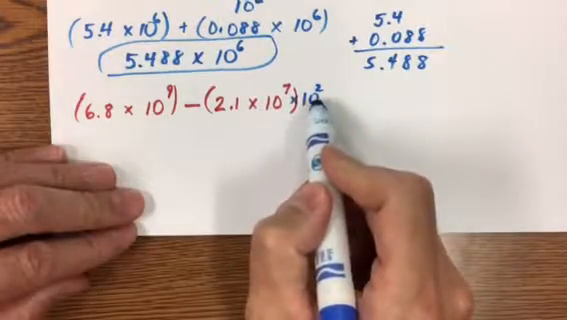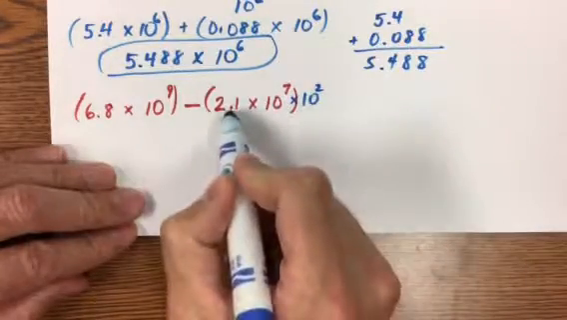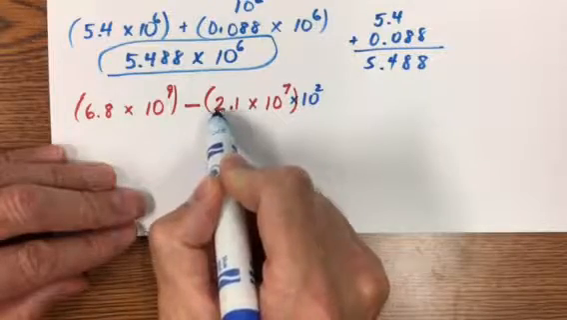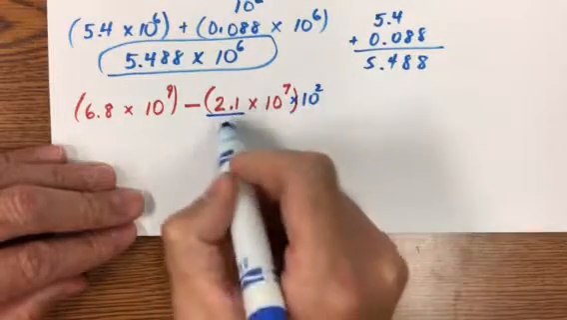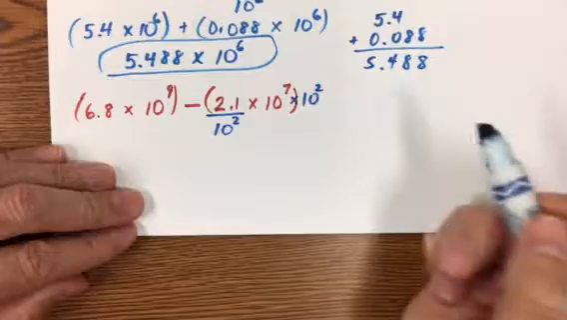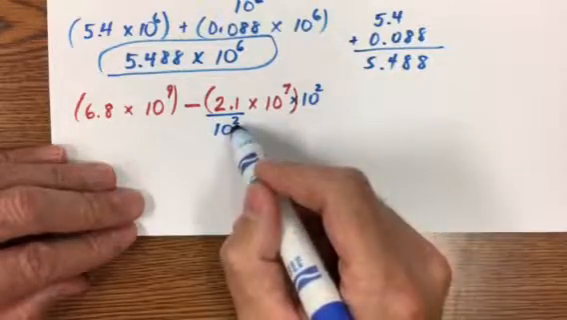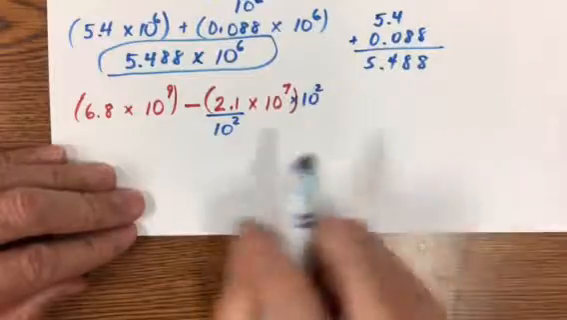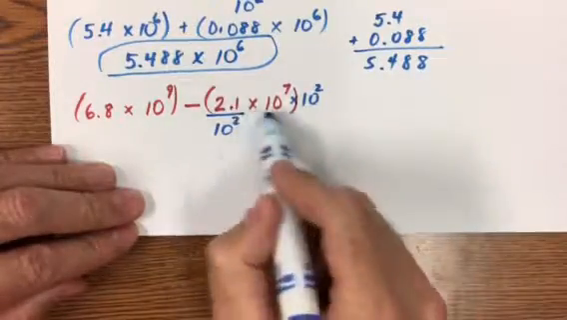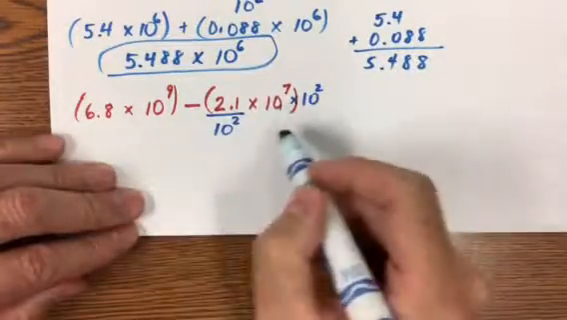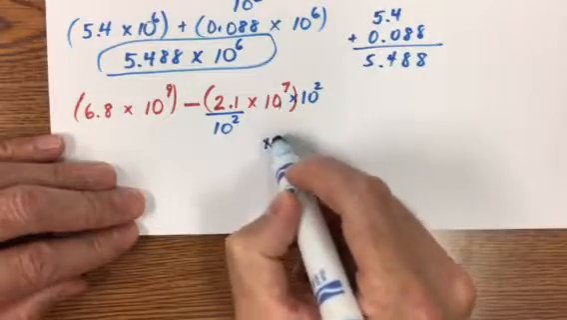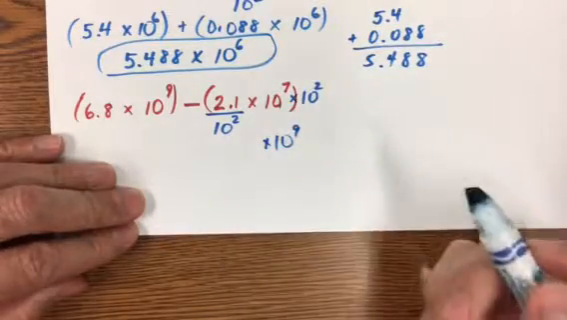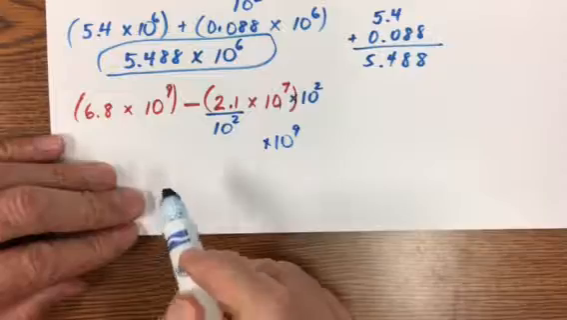Now, multiplying times 10 to the 2nd, I want to make sure that I basically negate that action over here by dividing by 10 to the 2nd. This divide by 10 to the 2nd and this multiply times 10 to the 2nd will neutralize each other's effect because I want to keep the value of this the same. So now I have times 10 to the 9th over here. 7 plus 2 is 9.